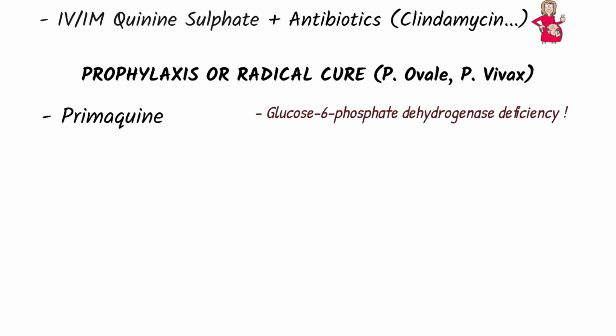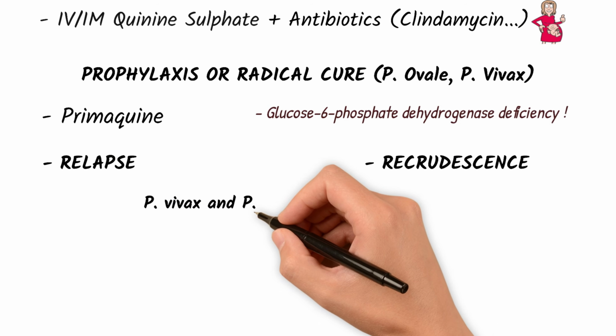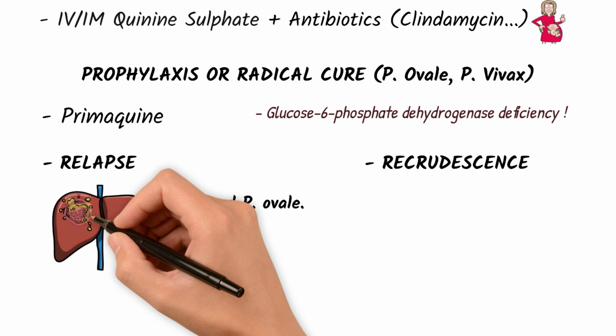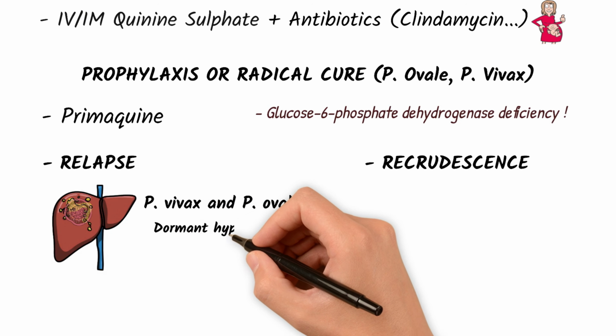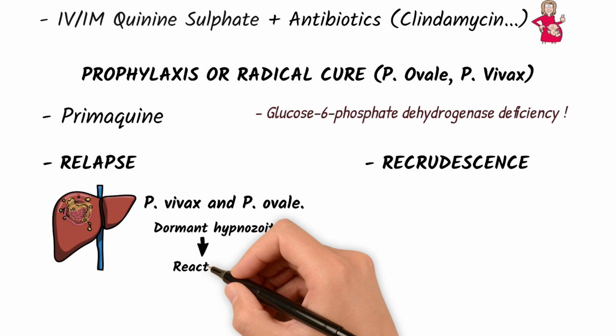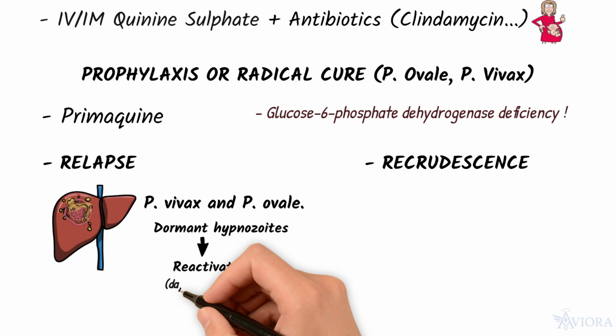Finally, we distinguish between the 2 critical failure modes, relapse and recrudescence. Relapse. This occurs only in P. vivax and P. ovale. It results from parasites hiding dormant in the liver as hypnozoites, which reactivate days or weeks later.